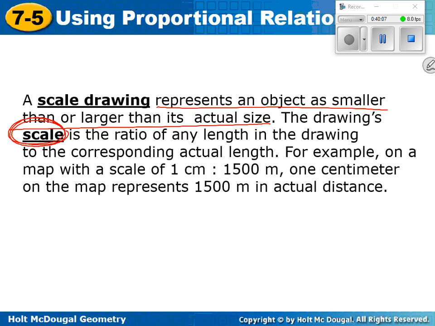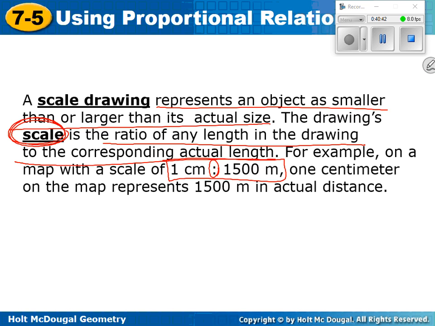A scale is not the same as a similarity ratio. A similarity ratio has to be the same units simplified. A scale can have different units. A scale is the ratio of any length in the drawing to the corresponding actual length. So if my wall on my blueprint is 1 centimeter, in real life that might be 1,500 meters. So this would be my scale. And notice they're using a colon to show a fraction basically, 1 centimeter to 1,500 meters.